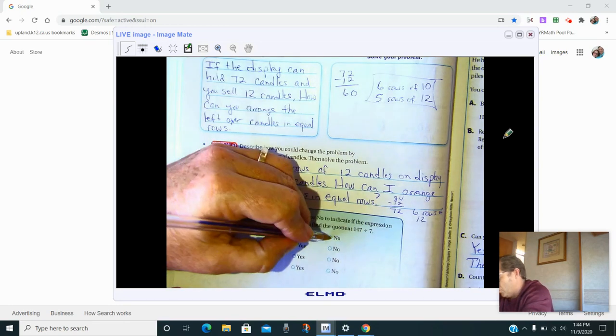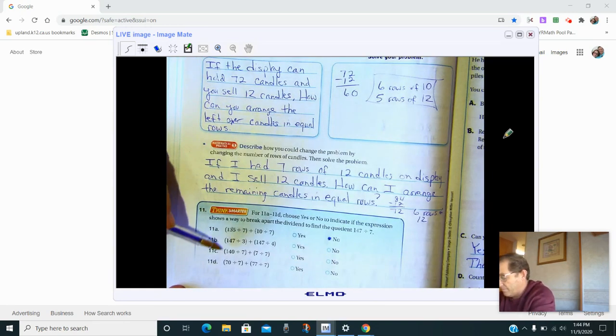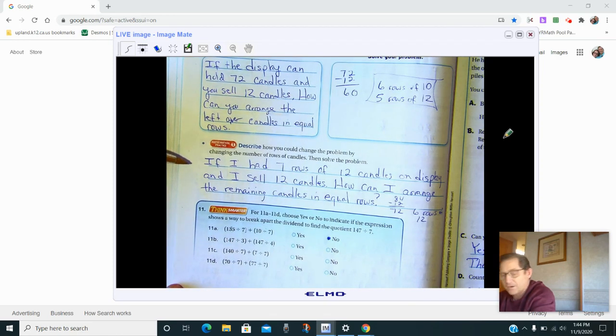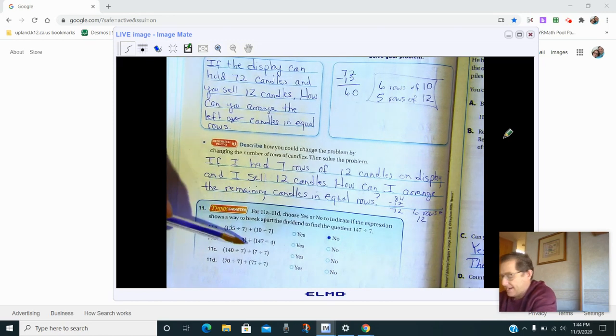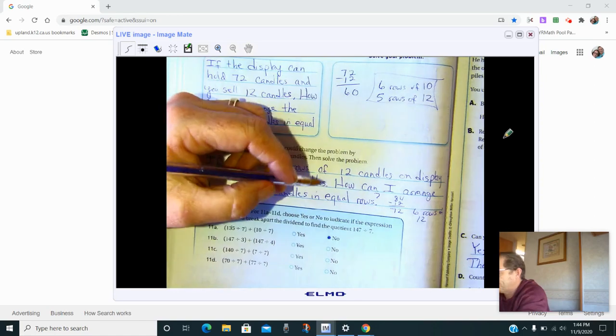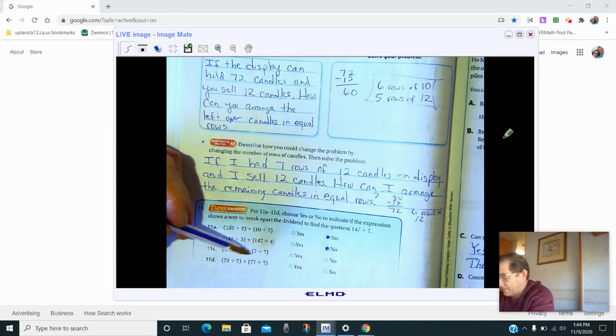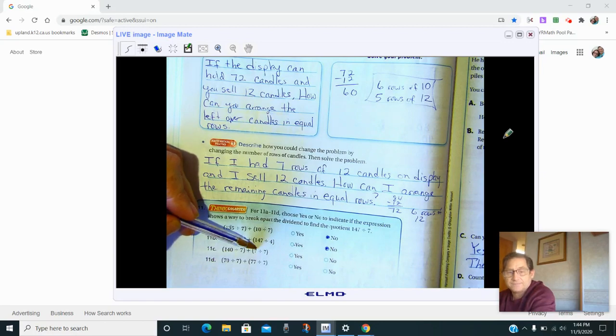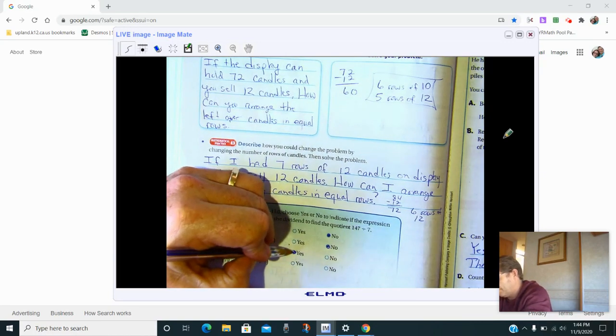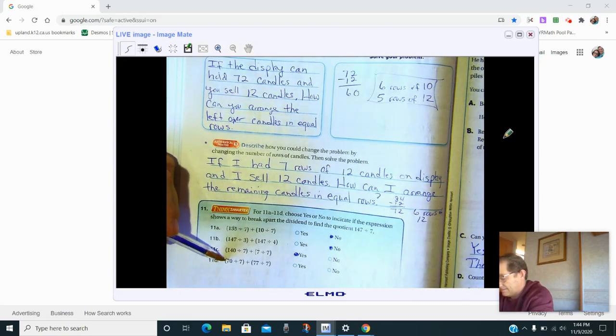147 divided by 3. 147 divided by 4. No, because I need to divide 147 by 7. So that's not going to work. 140 plus 7 is 147. So yes, that would work. 70 plus 77, that's 147. So this one would work.